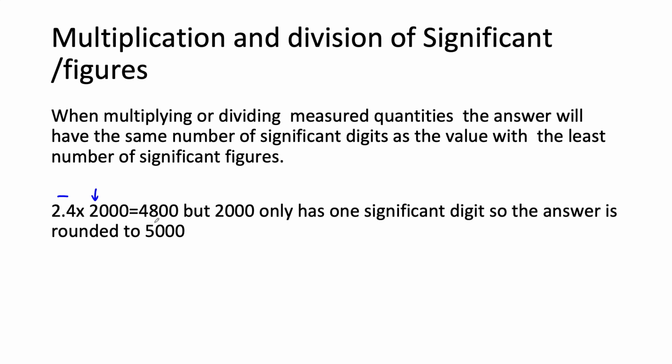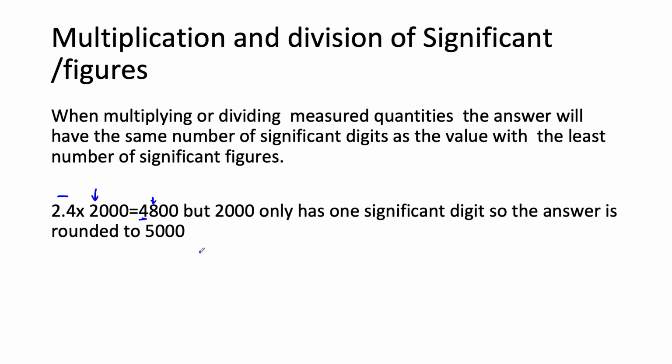We round to 5 because of only 1 digit. This has some uncertainty to it. It could be 8, it could be 9, or it could be 7. So we round to the next digit because we know this is certain, this is significant, so we get 5,000.